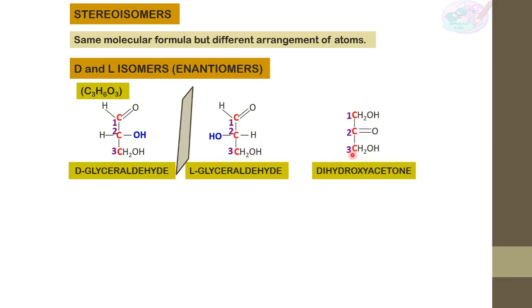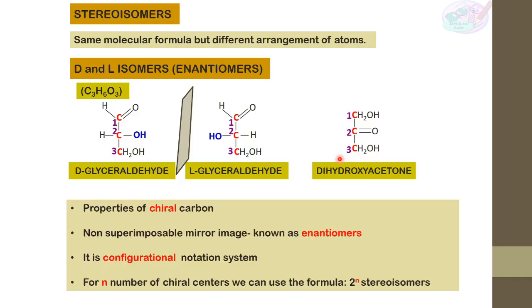Except dihydroxyacetone, all monosaccharides have their stereoisomers or enantiomers, because dihydroxyacetone does not have any chiral carbon. So what are DL isomers? This is the property of chiral carbon. They form non-superimposable mirror images and they are known as enantiomers. It is a configurational rotational system.